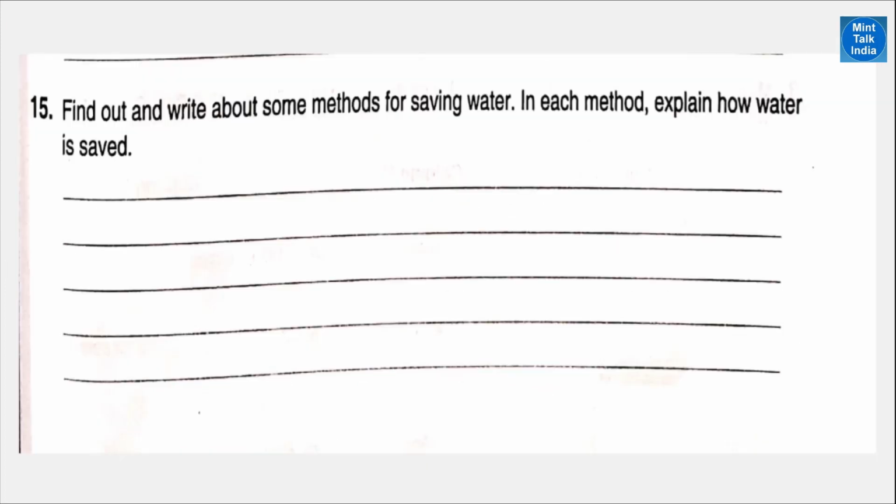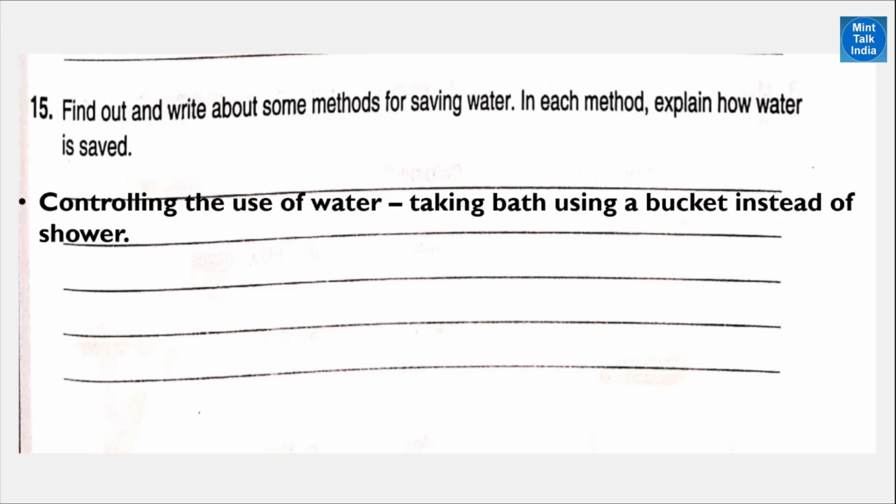Next question, find out and write about some methods for saving water. In each method, explain how water is saved. Point number 1, controlling the use of water. Like when we take a bath, we should use a bucket instead of a shower, so that we know that we have used only one bucket of water, whereas in a shower a lot of water is wasted.